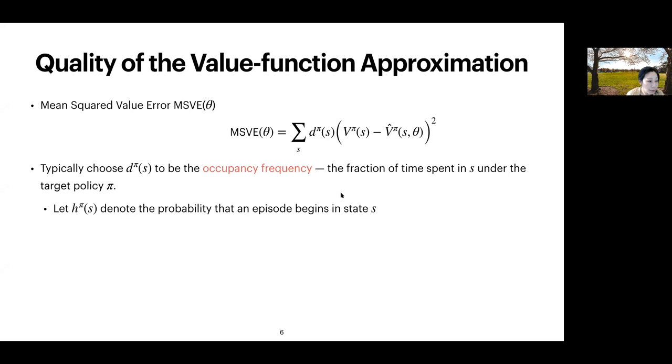h pi of s, I'm going to use that to denote the probability that an episode begins in state s, okay? And then I'm also going to define another notation. E pi of s is going to be the average time steps spent in state s in a single episode. So this is already an average.